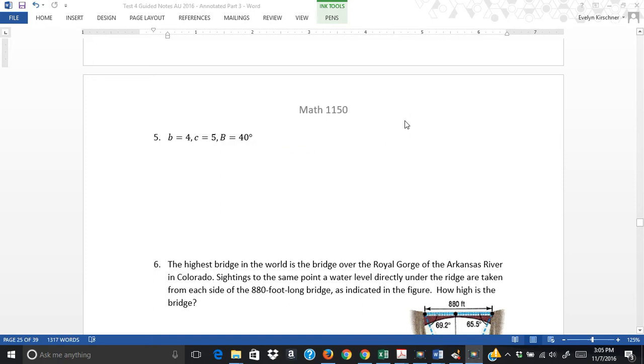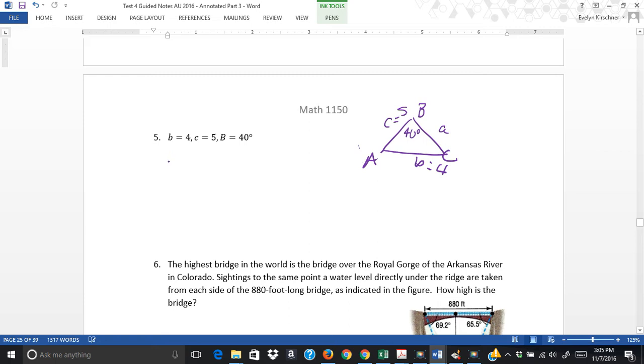So I want to solve this triangle, so I'm going to draw my triangle, label it, put in what I have. B is 4, C is 5, and this angle is 40 degrees. Once again, I have two sides and one angle, so it's probably the ambiguous case again.